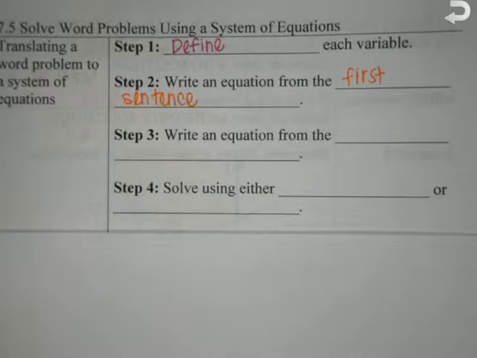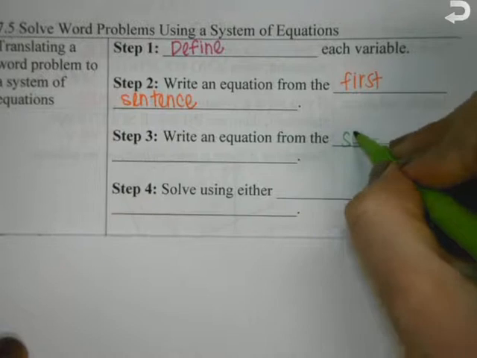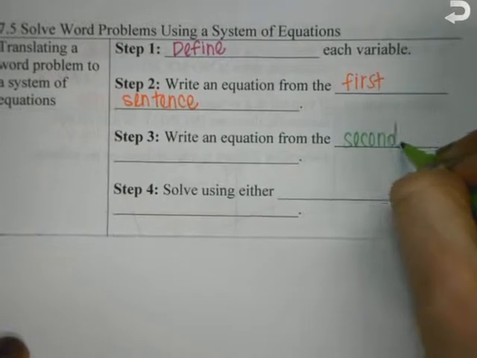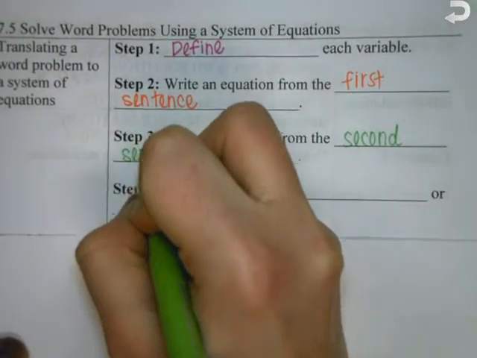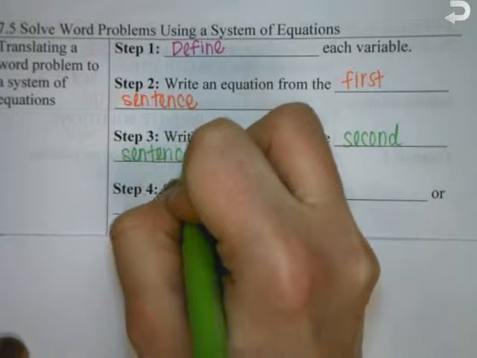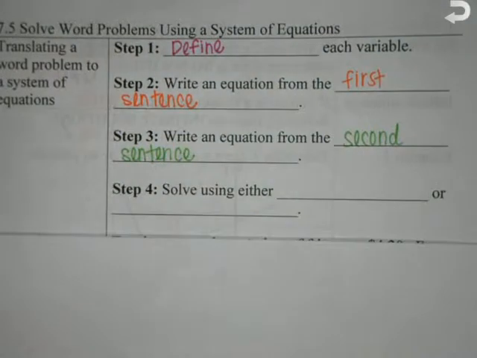So what do you think step 3 is? Write an equation from the second sentence. And typically it's the first and second sentences that give you your information. Sometimes it might be the second and third, but you guys know what I mean. Okay? So most of your information will be given to you right away, and usually each equation is a separate sentence. And it should be pretty apparent which one is which.